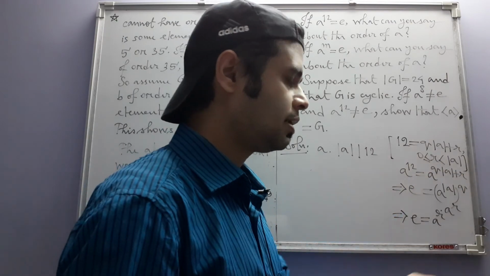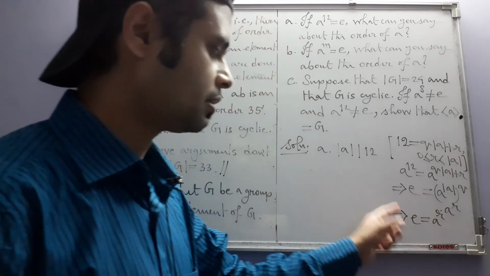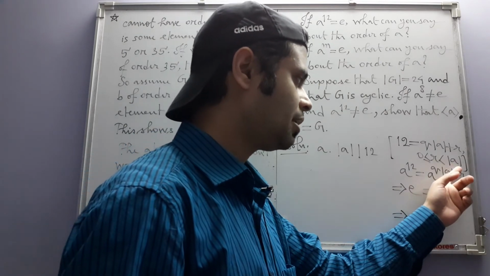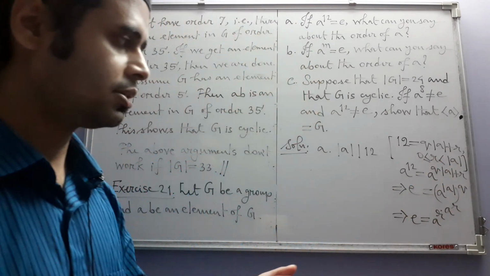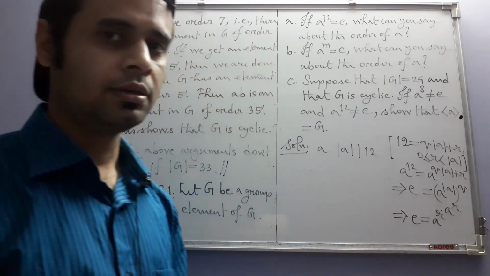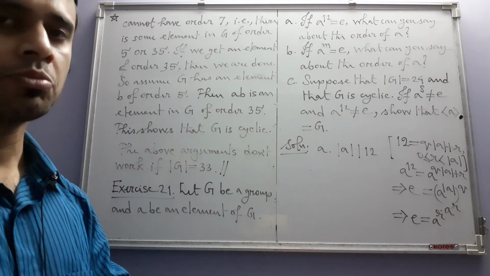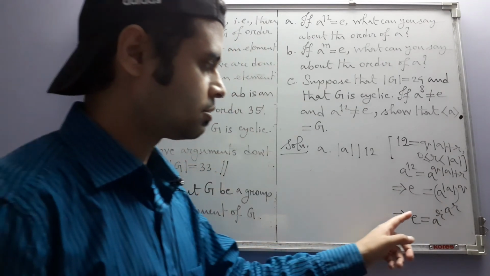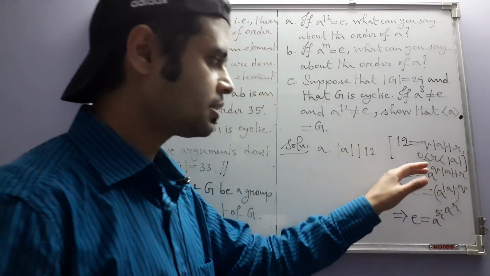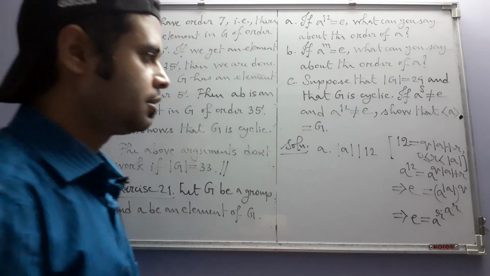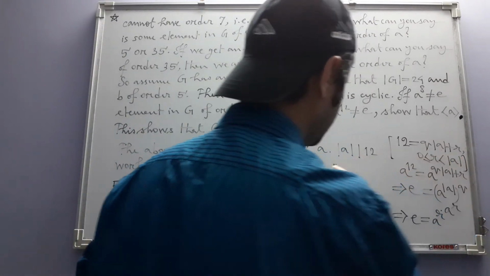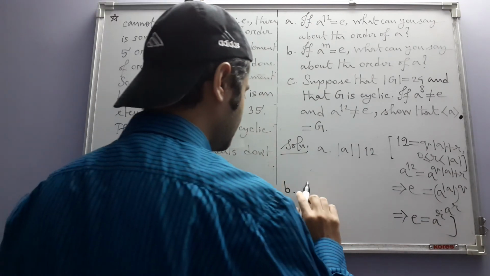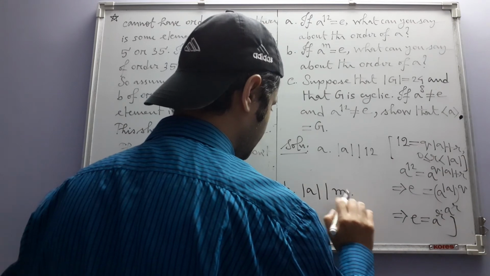Now note that r is a non-negative integer for which this power is equal to e. So r is either positive or zero. But due to the minimal nature of the order of A, r cannot be positive, because if r is positive and this power becomes e, then order of A is not the smallest positive integer for which the corresponding power of A becomes e. So that is a contradiction. So the minimality of order of A forces us to conclude that r is equal to 0. But then if the remainder is 0, then the order of A divides 12, so that's how we get this result. Just like that, in part B, order of A has to divide m.